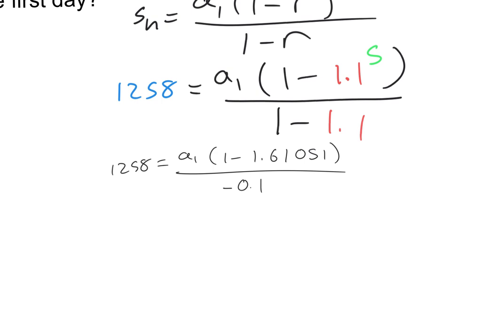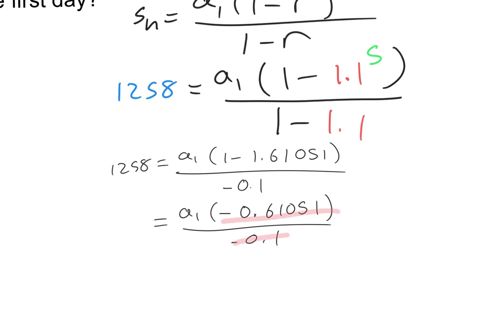By the way, I just want to point something out to you. In math, a lot of times you might see them just do this and leave this area blank. And that's fine, because we didn't change this side, so we just know it's the same thing. A sub 1 parentheses negative 0.61051 over negative 0.1. And now what I'm going to do is divide these two values in my calculator. So divide by negative 0.1, not 0.01.